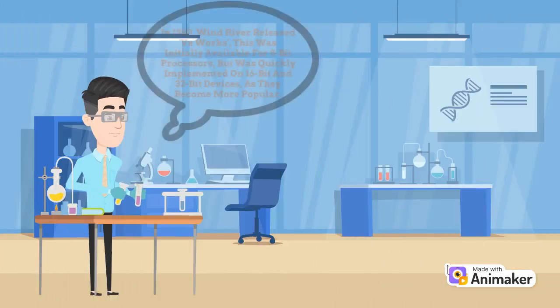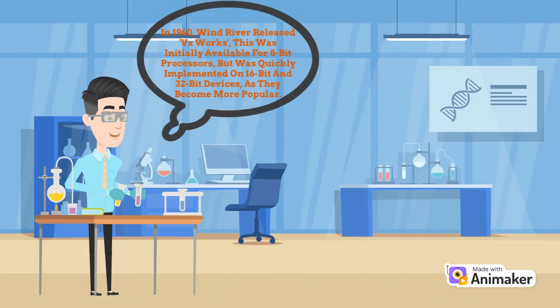Do you know? In 1960, Wind River released VxWorks. This was initially available for 8-bit processors, but was quickly implemented on 16-bit and 32-bit devices, as they became more popular.